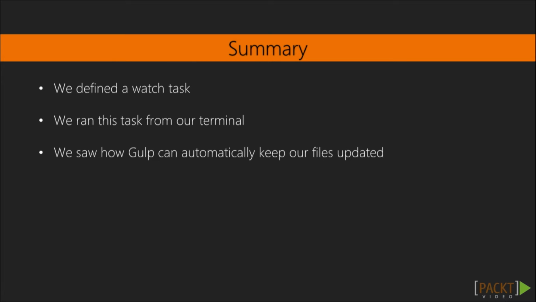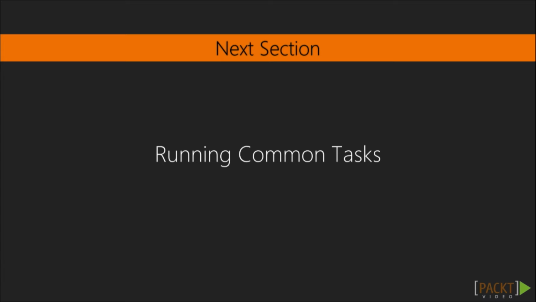So we learned about a new watch method on Gulp and defined a task that automatically ran our build process whenever our source files changed. With these tools, we can focus on creating our website without worrying about the build process. At this point, we know a lot about Gulp. We've covered all the basics and reached the end of this section. In the next section, we'll learn how to run common tasks, and we start by optimizing our files for production, including our CSS, JavaScript, and image files.